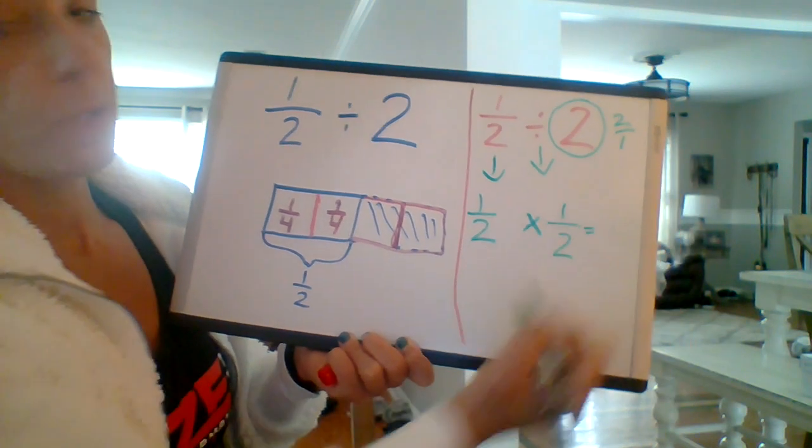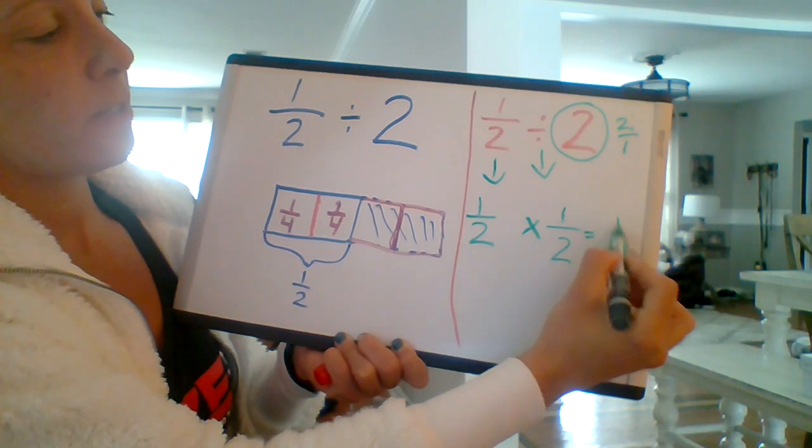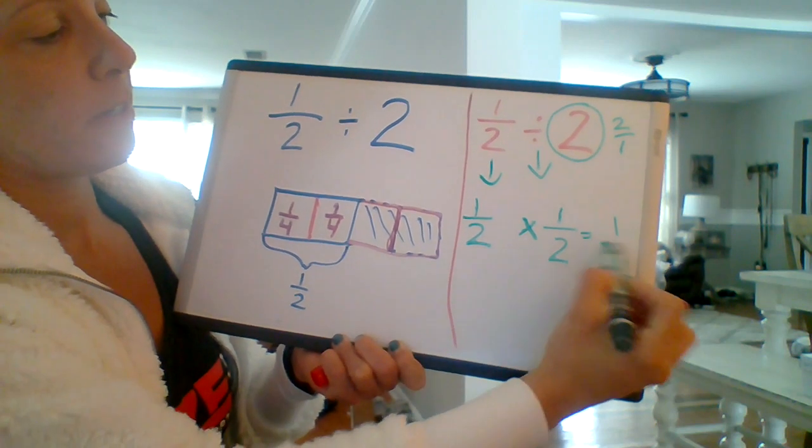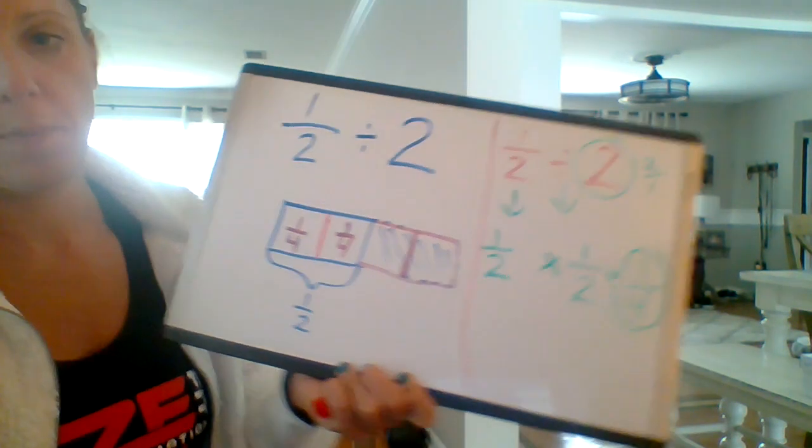Now you can multiply like we are used to doing. Numerator times numerator is 1, denominator times denominator is 4, and you get your answer of 1/4.